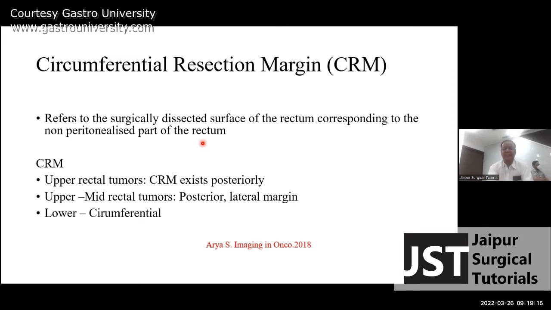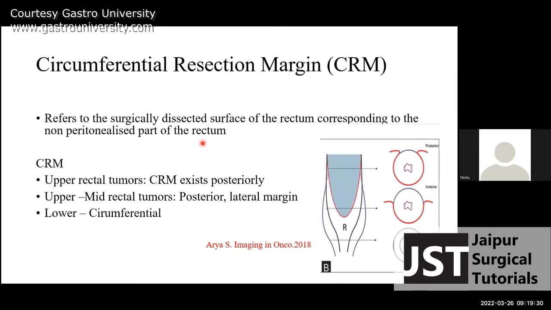Carry on, Nisha. Coming to the concept of circumferential resection margin in rectal tumors, this basically refers to the surgically resected surface of the rectum, which corresponds to the non-peritonealized part of the rectum. So for the upper rectal tumors, the CRM exists mainly posteriorly, which is the non-peritonealized region. For the mid-rectal tumors, it is both posterior as well as the lateral margin. And for lower rectal tumors, which are essentially extraperitoneal, below the peritoneal reflection, it is the complete circumferential margin.